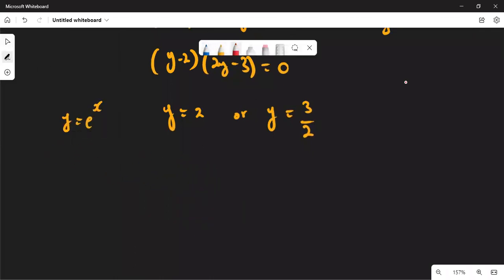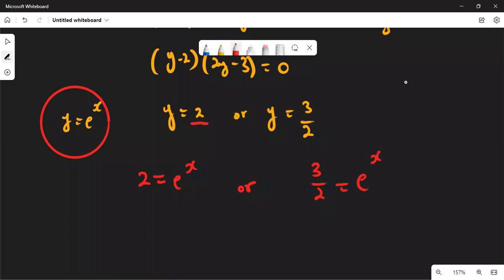So that means we can actually play around with this. All right. In place of y, what are we going to do? We are going to substitute with 2, the first value of y. So that means 2 is equivalent to e to the exponent of x. Or in place of y, we're going to have 3/2. So it means 3/2 is equivalent to e to the exponent of x. All right, just like that.